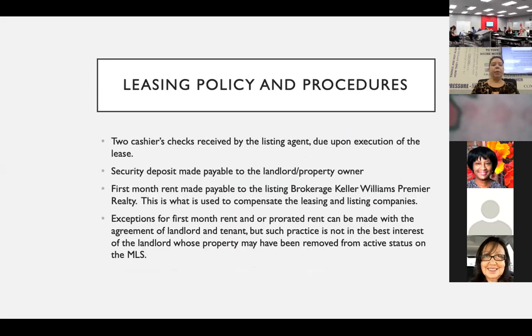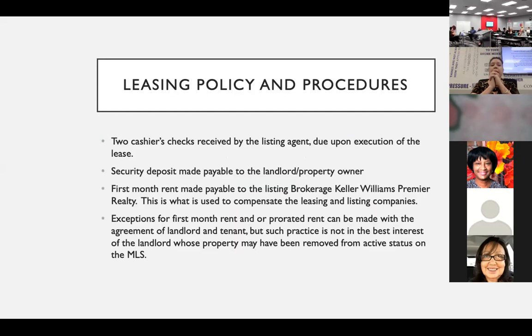Here's the policies and procedures. Two cashier's checks received by the listing agent due upon execution of the lease. Most people don't understand that. They think they start collecting checks when the tenant moves in. No. When you guys execute a lease, just like a contract, 1 to 4 family, as soon as everybody signs and it's executed, that's when money needs to be handed over.